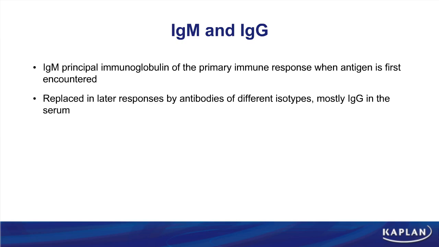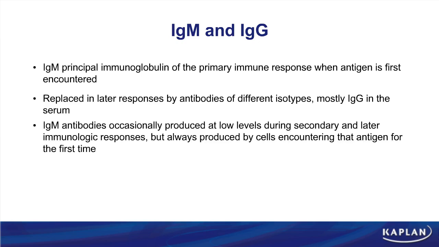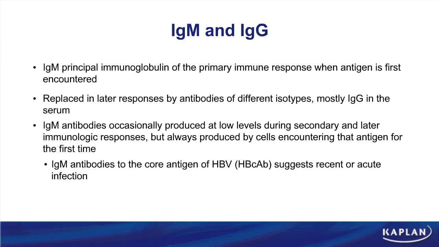Now, one of the things you need to keep in mind is that, again, it's not black and white. It's not that we only make IgM during the primary response and only make IgG during the memory response or the secondary response. We can make IgM a little bit in that secondary response, okay? But these are going to be, again, cells that have encountered that antigen, maybe a different epitope, for the first time, okay?